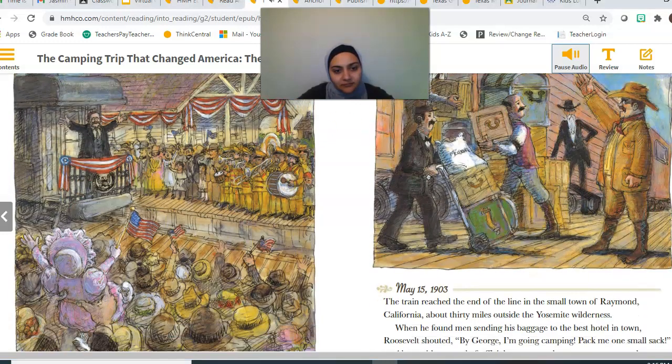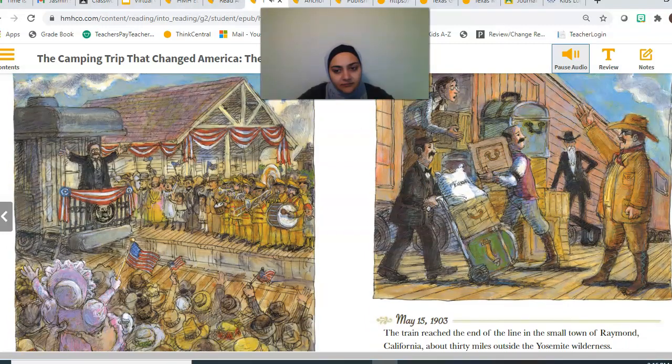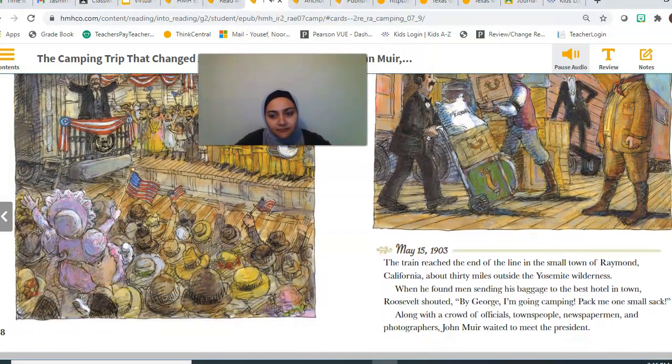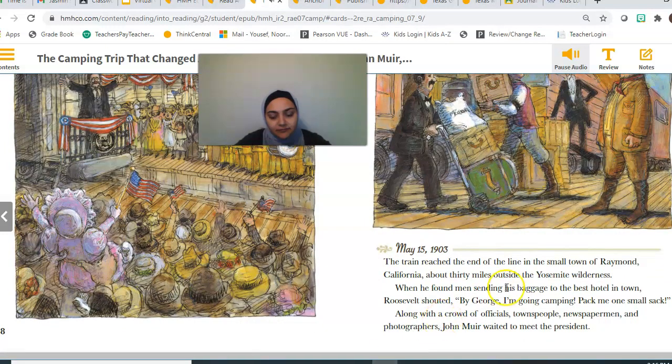May 15th, 1903. The train reached the end of the line in the small town of Raymond, California, about 30 miles outside the Yosemite wilderness. When he found men sending his baggage to the best hotel in town, Roosevelt shouted, "By George, I'm going camping! Pack me one small sack!"